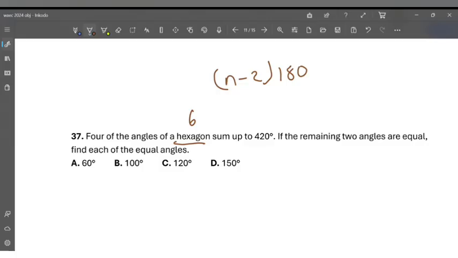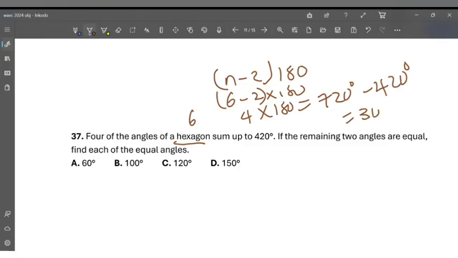So where n is 6, I will now have 6 minus 2 times 180. That's 4 times 180, which is 720 degrees. So the total angles in a hexagon is 720 degrees. I'm already told that out of those 720, 4 of them are worth 420 degrees. So all I need to do is find the value of the remaining 2 angles. I will subtract 420 degrees from this, and that gives me 300 degrees. Since the remaining 2 angles share this 300 degrees equally, I just need to divide 300 by 2. So each of those 2 equal angles is 150 degrees.